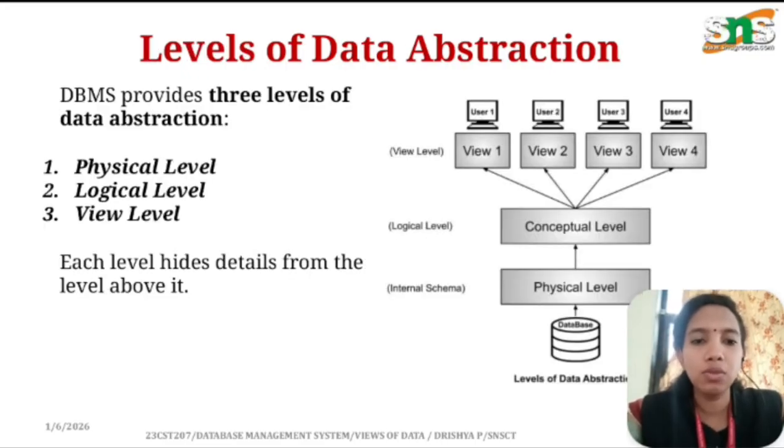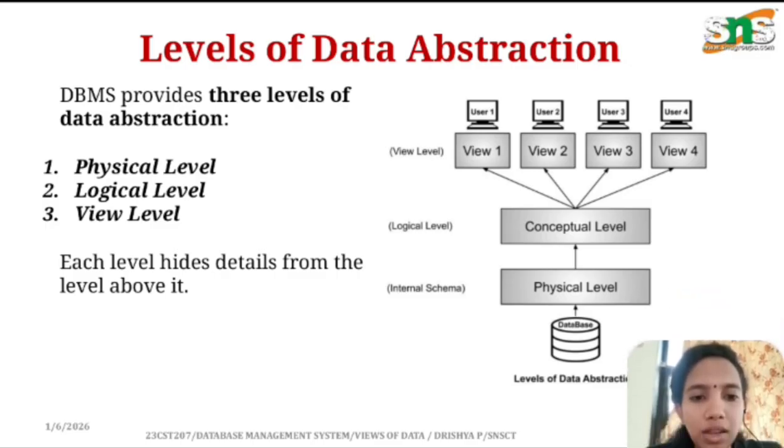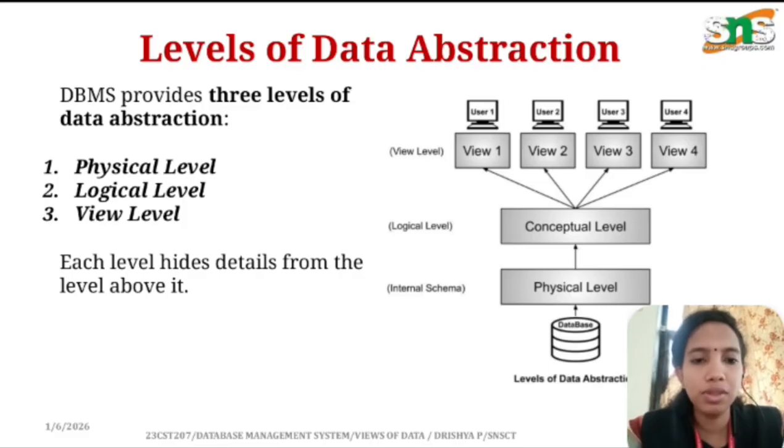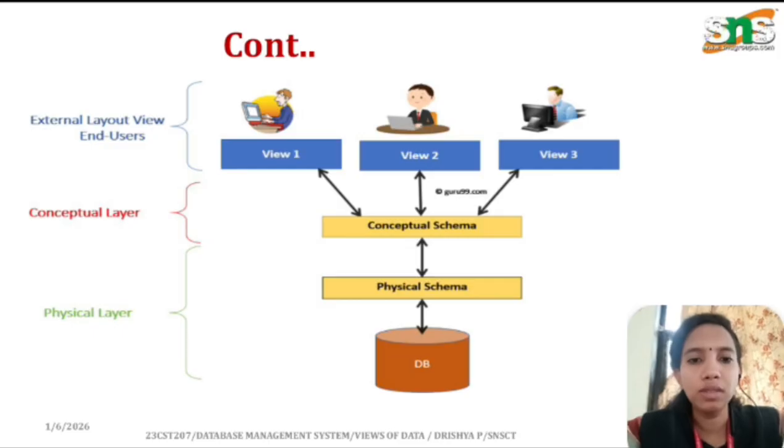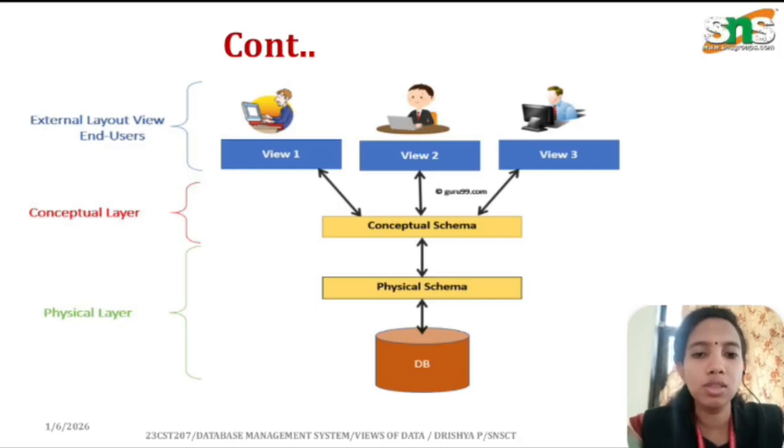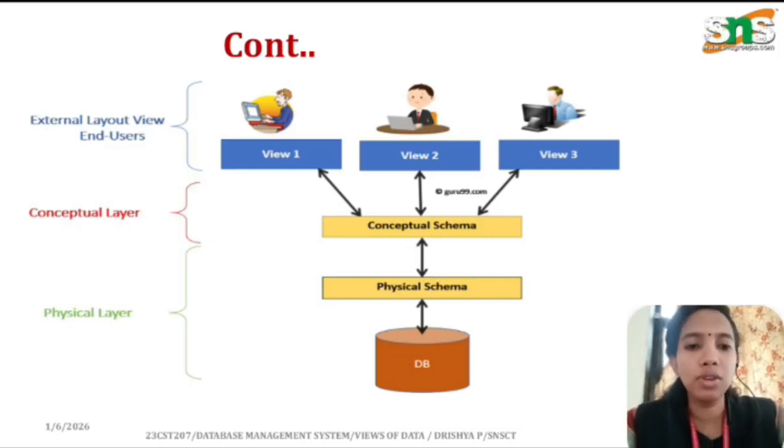There are three levels of data abstraction: physical level, logical level, and view level. The physical level is also known as the internal level. The conceptual level is also known as the logical level, and the view level is the final external level. The external level is for end users. The conceptual layer is the conceptual schema, and the physical layer is the physical schema. This is the three schema architecture of database management system.